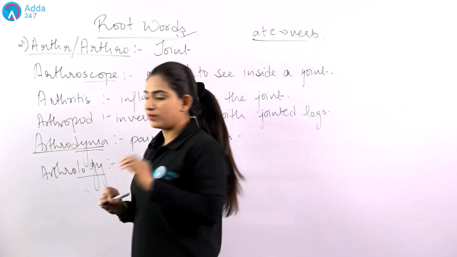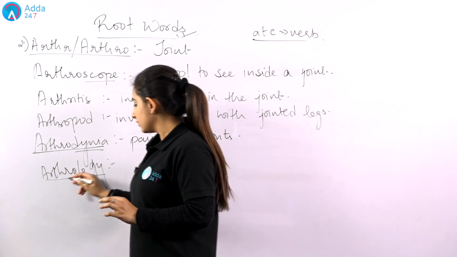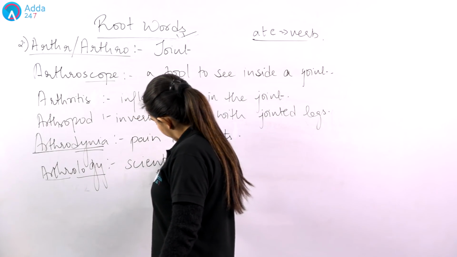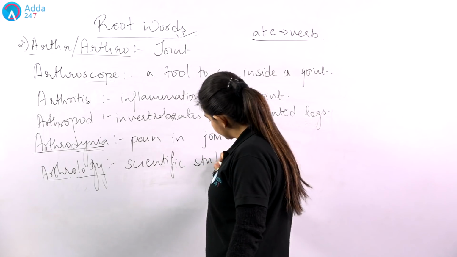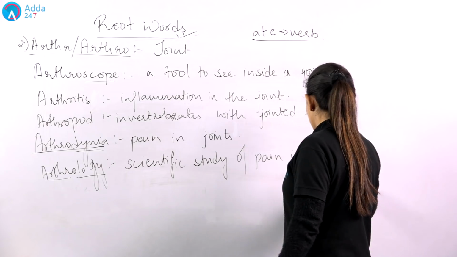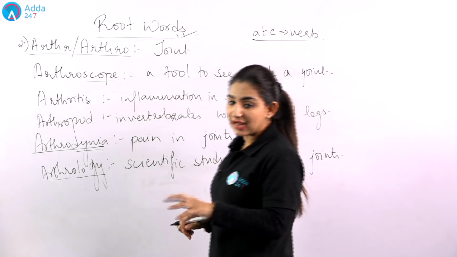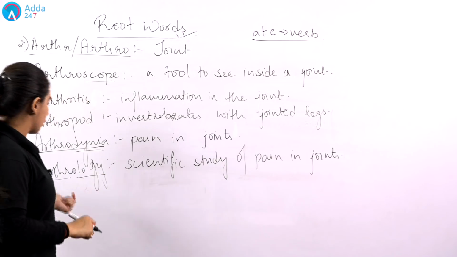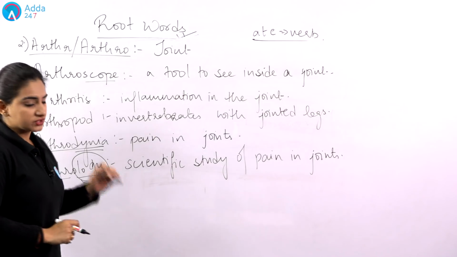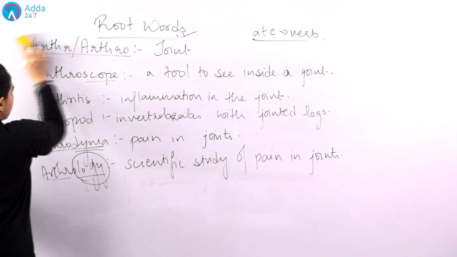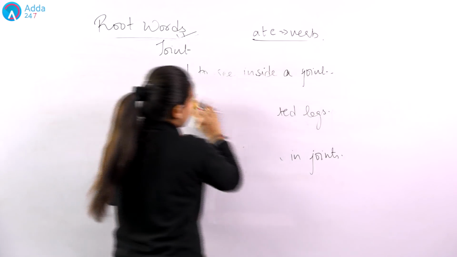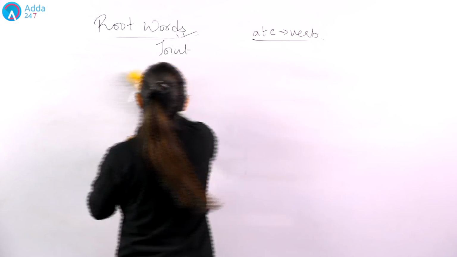Arthrology. Now logy, you very well know, this means study. Arthro is joint. So arthrology, what does this mean? It means scientific study of pain in joints. The doctors who study that are known as arthrologists, and the study that they do is arthrology. Okay, so this is what we mean by arth or arthro. I suppose this is clear. This is all related to your joints and especially the joints of your body.